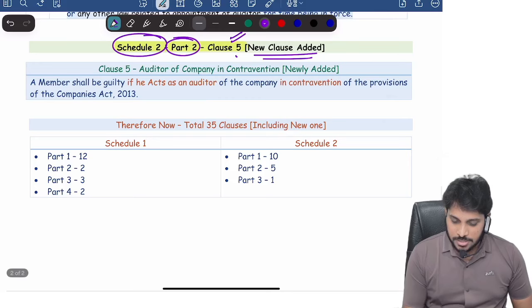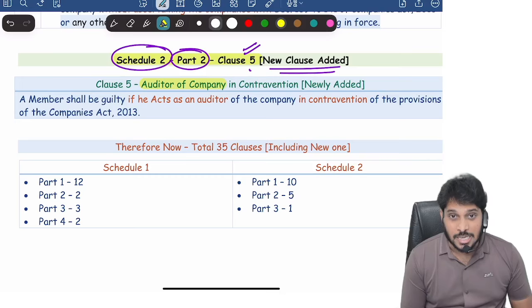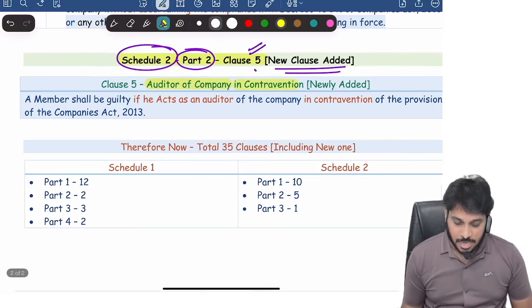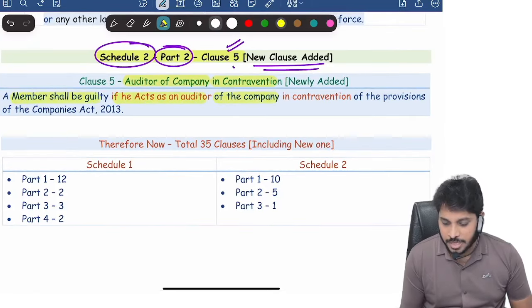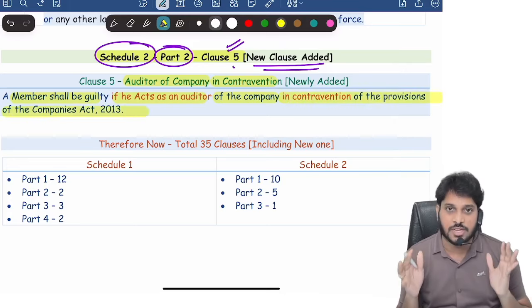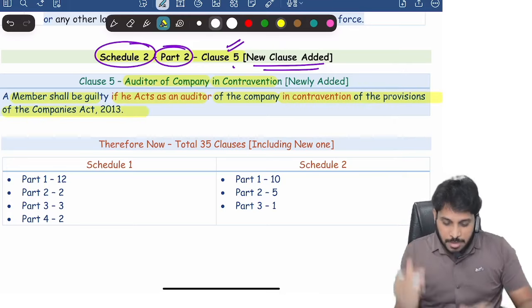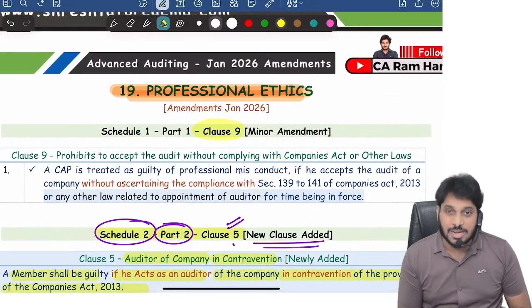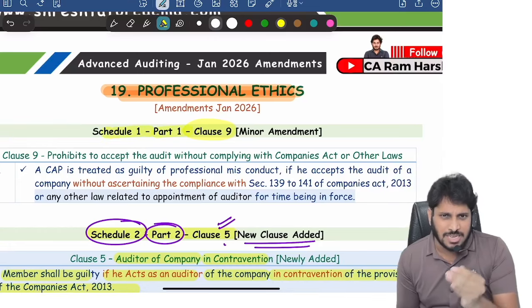So what is this new clause talking about? An audit of a company continued in contravention. A member shall be guilty if he acts as an auditor of a company in contravention of provisions of the Companies Act 2013. A corresponding amendment is also made in clause number 9. I'll come back to clause number 9, Schedule 1, Part 1, a little while later.